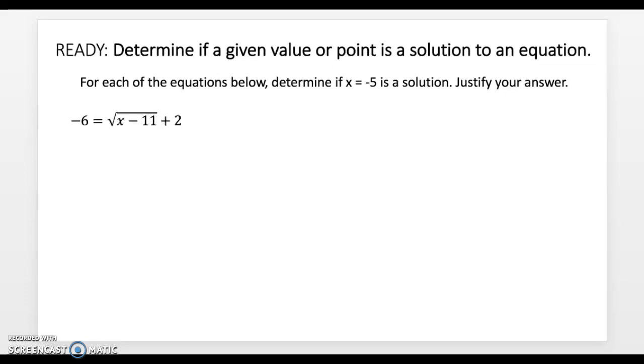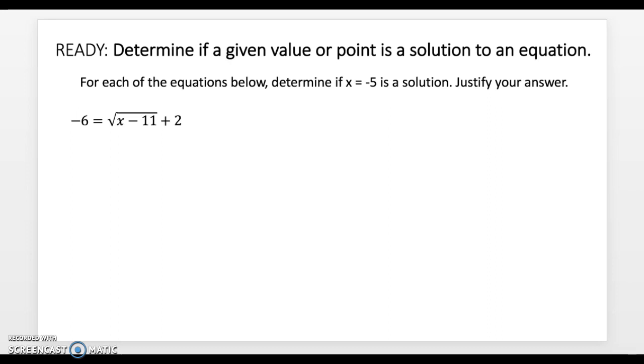Okay. In 6.8 RSG, we're looking at determining if a given value or point is a solution to an equation. So what they're going to do is give us a value or a point and then ask us if that's a solution. So if we have this equation and we want to know if x equals -5 is a solution, the easiest thing to do is just plug in x equals -5.